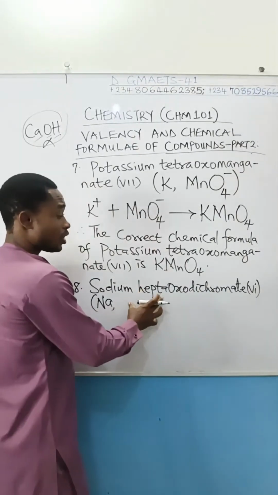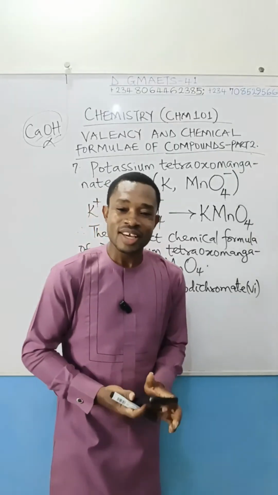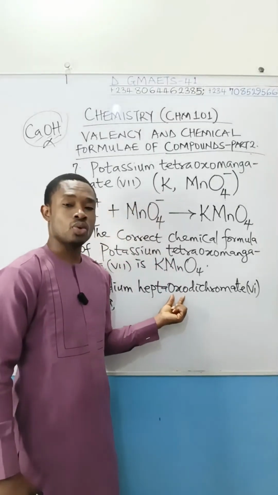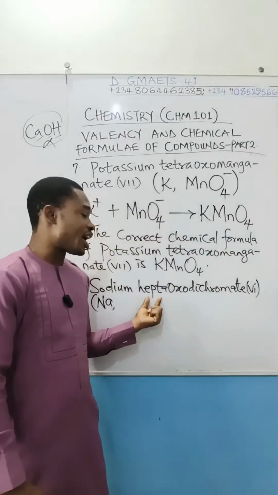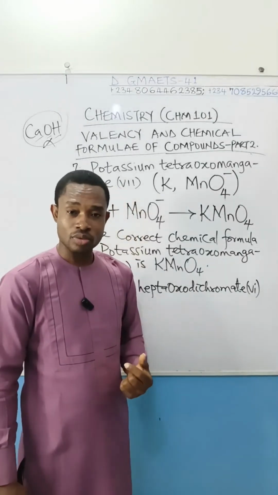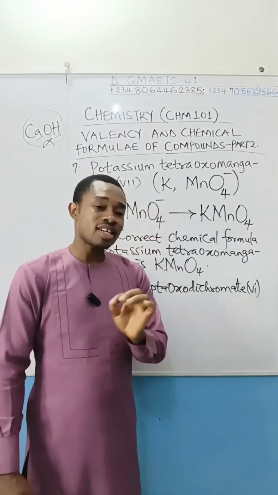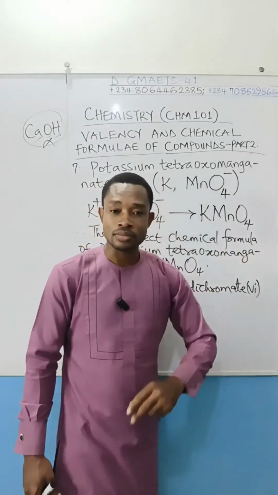They are used as oxidizing agents. Sodium is one of the components of this compound. Then heptoxodichromate. Now you can hear oxo and then chromate. This hepta is a number. This di is a number. Hepta is 7. Di is 2. Heptoxo tells us you have 7 oxygen. Dichromate tells us you have 2 chromium.